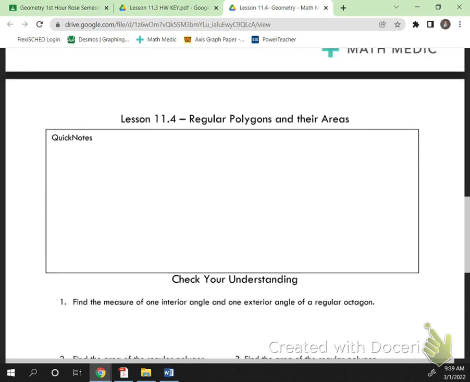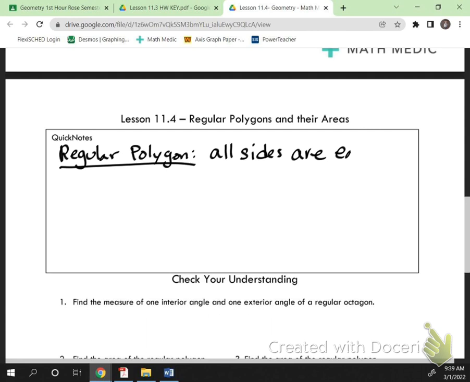so for areas of polygons, the first thing we need to recall from Unit 10 is what are the two things that make a polygon regular? Can anyone remind us from Unit 10? Equilateral and equiangular, which means all sides are equal, all angles are equal.